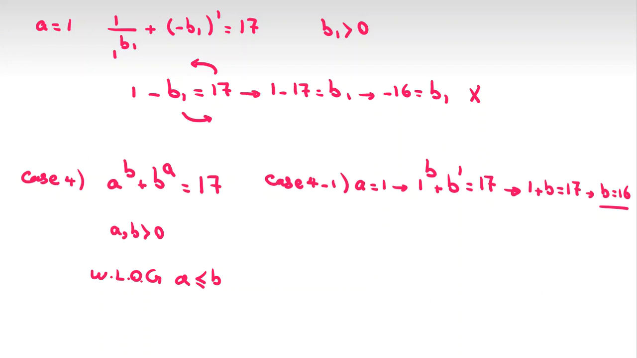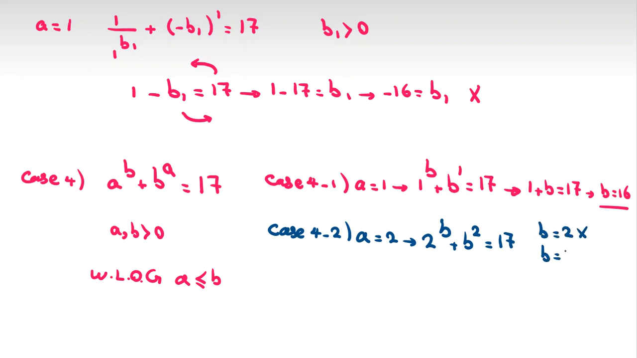Case 4.2. We consider that A is at least 2. So if A equals 2, then 2 to the B plus B squared equals 17. If we consider B equal to 2, it doesn't work because 4 plus 4 is 8. If we consider B equal to 3, 8 plus 9 is 17, it works. So let me write all the answers. The first answer is 1, 16, and I switch to 16, 1. The next one is 2, 3, and 3, 2 works.